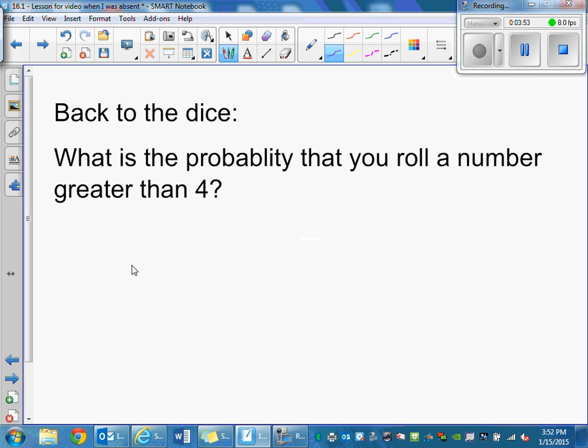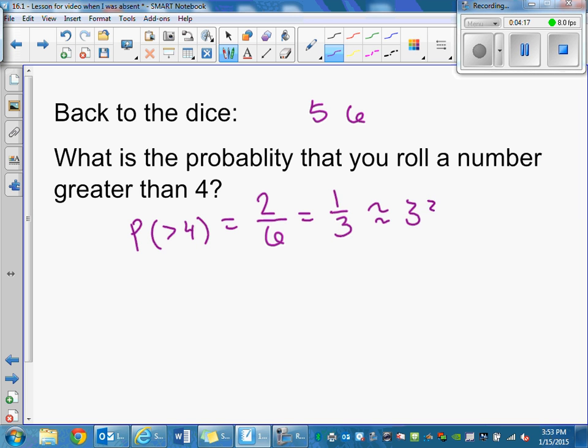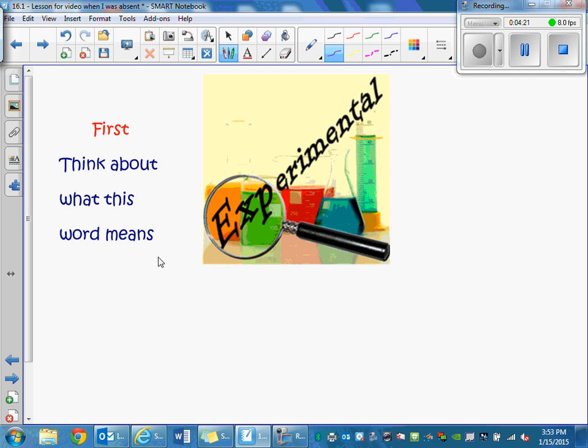What is the probability you will roll a number greater than 4? Pause and figure that out. So probability of rolling a number greater than 4. All the numbers greater than 4 on a dice are 5 and 6. So that would be 2 of the numbers out of 6. And that simplifies to 1/3, which is also about 33%. Okay, so probability, as you can see, is pretty stinking easy.